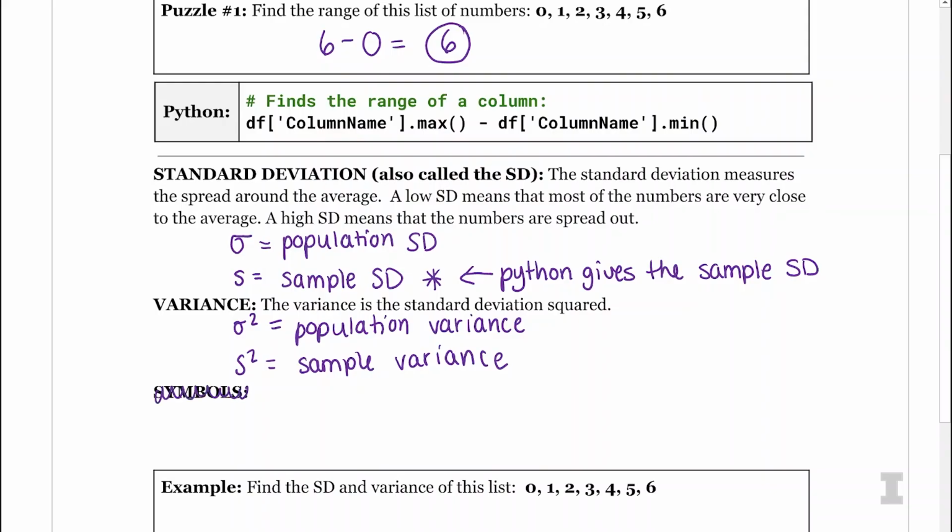Exactly. I already put the symbols up here. So I'm going to write out the formulas for standard deviation and variance so we know how to calculate them. I'll just do standard deviation, and then to get the variance, we're just going to square that. To find the standard deviation, we can either write the formula in symbols or we can write it in words. I'm going to write it in symbols first, and then I'll explain what it means in words.